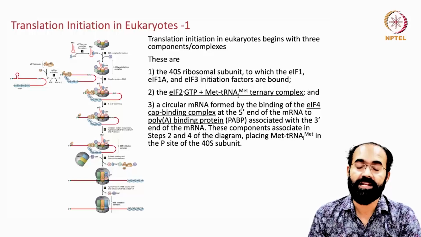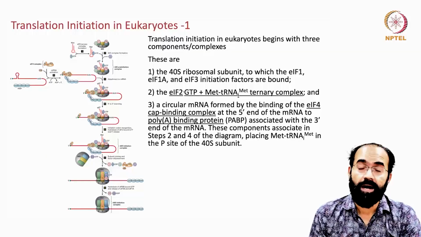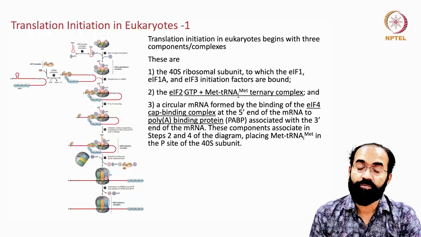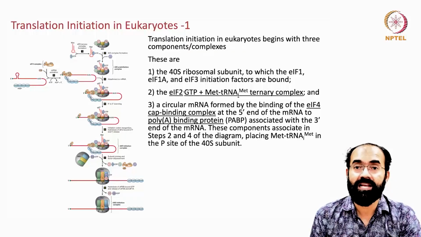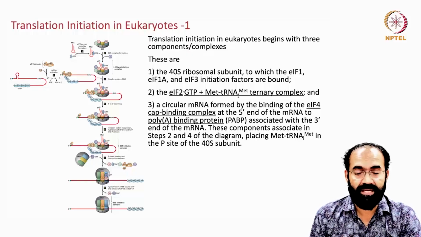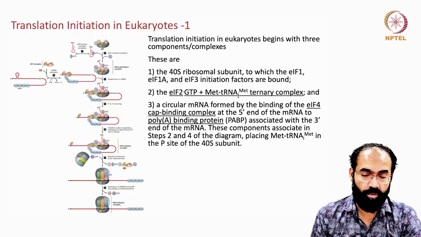So this is what eIF we are talking about. The eIF2 paired with GTP, an energy-yielding molecule, and also with methionylated tRNA, forms a ternary complex. As step 1, the 40S subunit, eIF1, eIF1A and eIF3 form a complex, and at step 2, eIF2, GTP and the methionine tRNA pair to form a ternary complex.